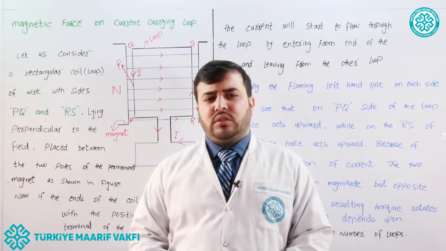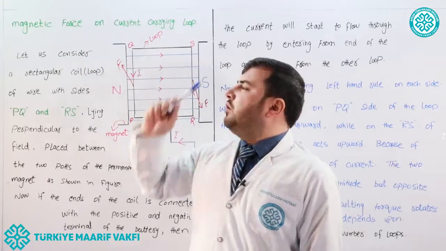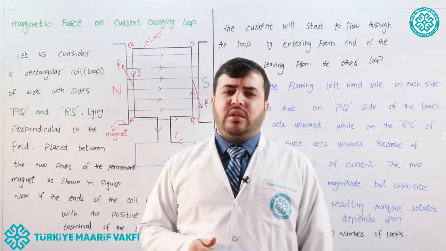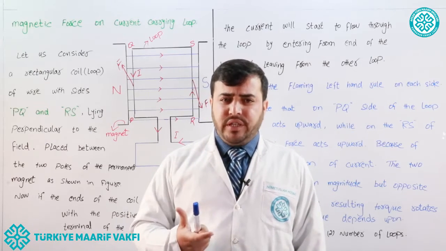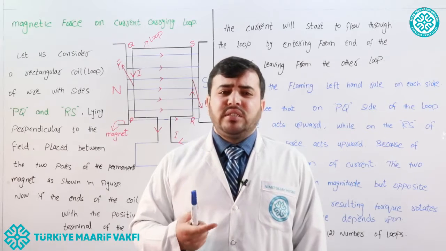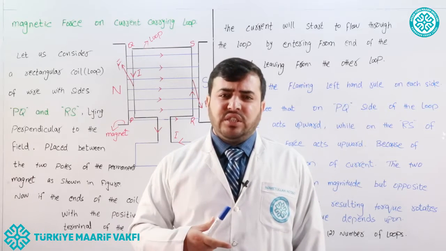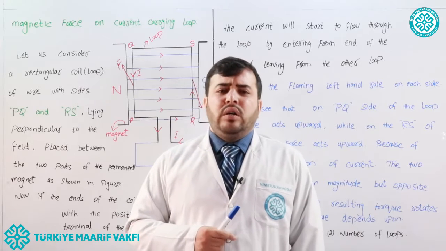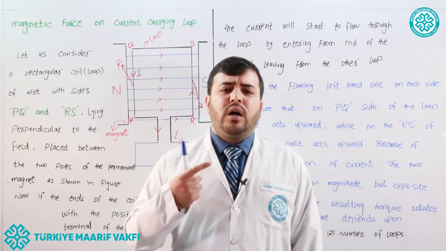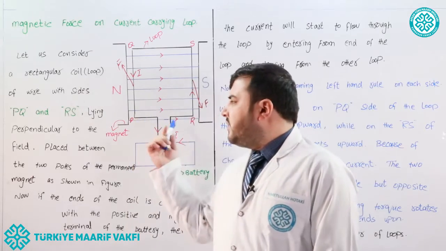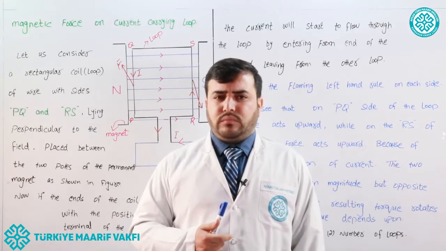Bismillahirrahmanirrahim. Dear students, today our topic is magnetic force on a current carrying loop. In the previous lecture, we discussed that when a current carrying wire is placed in a magnetic field, it experiences a force, or you can say that a force is exerted on the wire. And today we will place a current carrying loop, or a loop of wire, inside a magnetic field, and we will see what will happen.